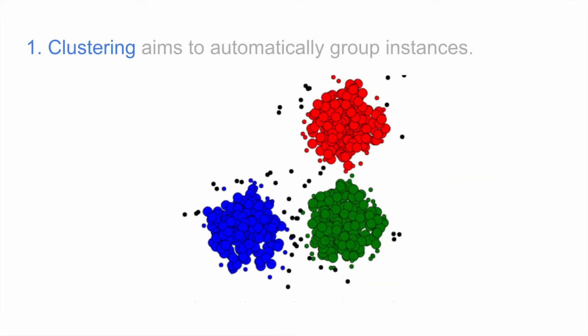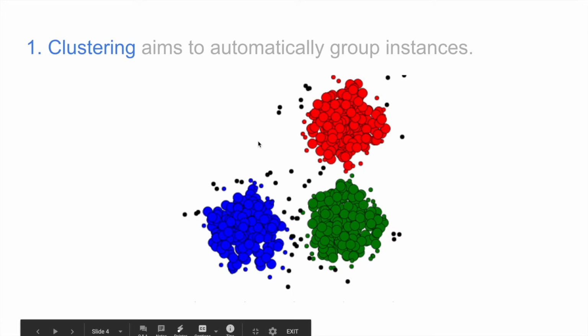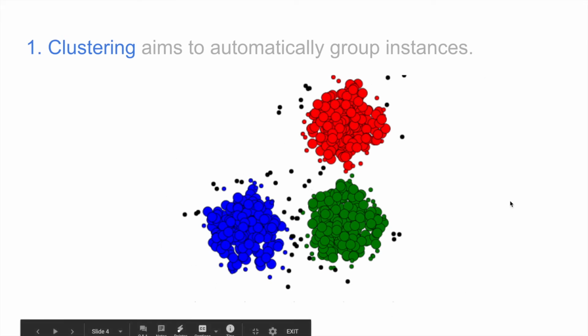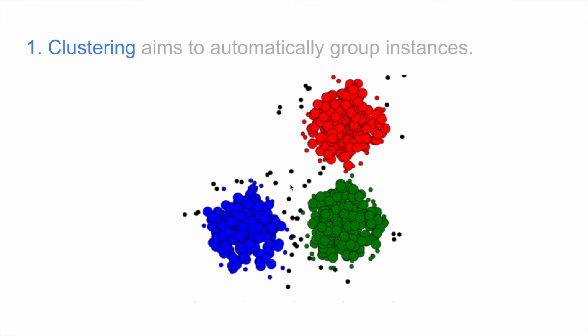But getting back to our topic today, let's start with clustering in a more in-depth way. Clustering simply aims to automatically group instances in some unique way. Here we can see that we have some blue dots because they're all very close together. Green dots are all very close together, and the red dots are all very close together. Now, the idea here is that this is a partially clustered data space, and we'll continue clustering by adding these black points to these different clusters.